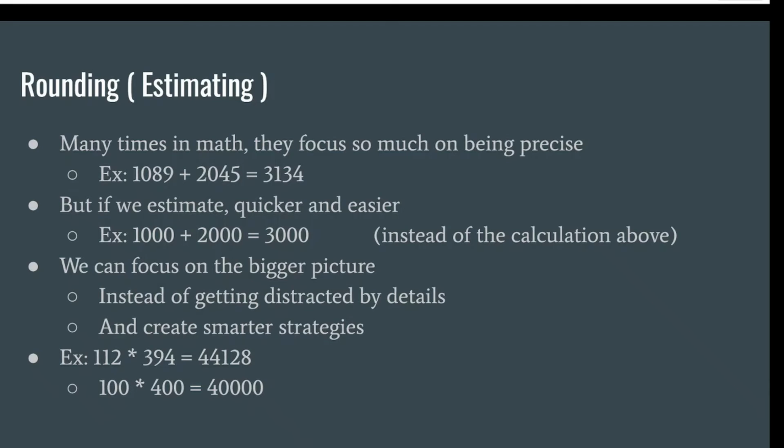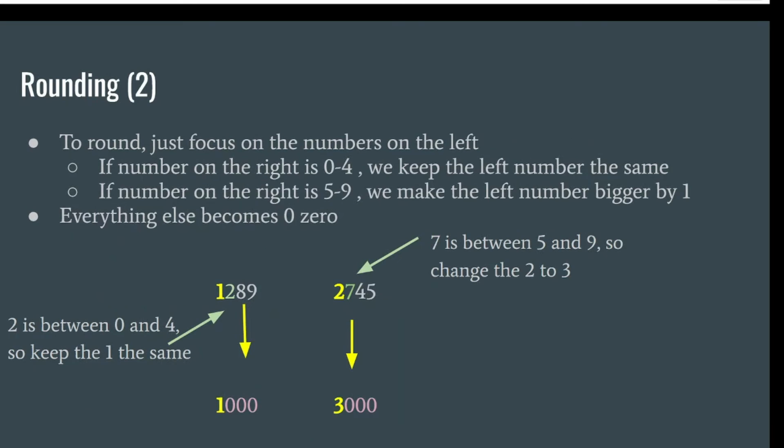Another example, if we round the numbers down, 100 times 400, we can quickly calculate that to $40,000. And this is an example of how to round. Focus on the number on the far left and then look at the number on the right. If the number on the right is between 0 and 4, the left number stays the same. If the number on the right is between 5 and 9, then we make the left number bigger by 1. And then everything else becomes 0.